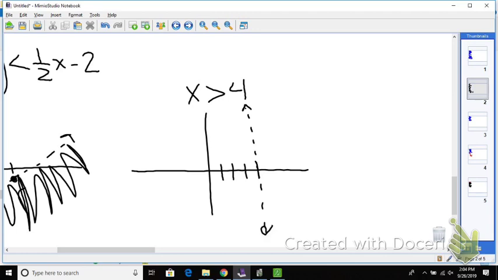Now I don't have an above and below in this case, but just read this with common sense. If x is greater than 4, would I shade to the right side or to the left side? Right. Which side is greater than 4? To the right. And you're done. Okay? Too easy. I think you guys are going to do well on this.